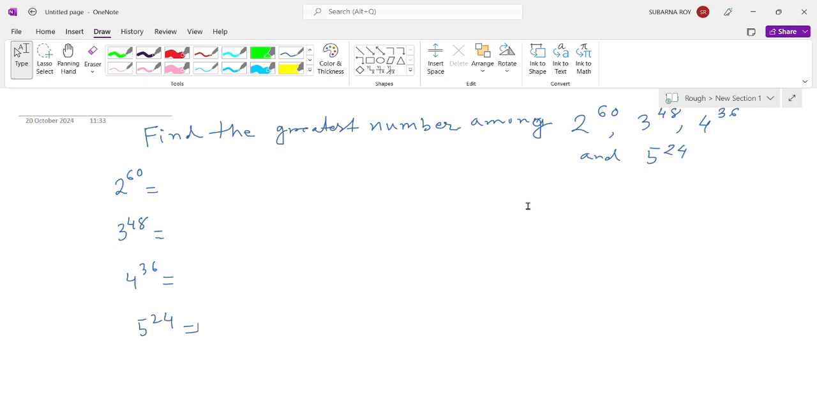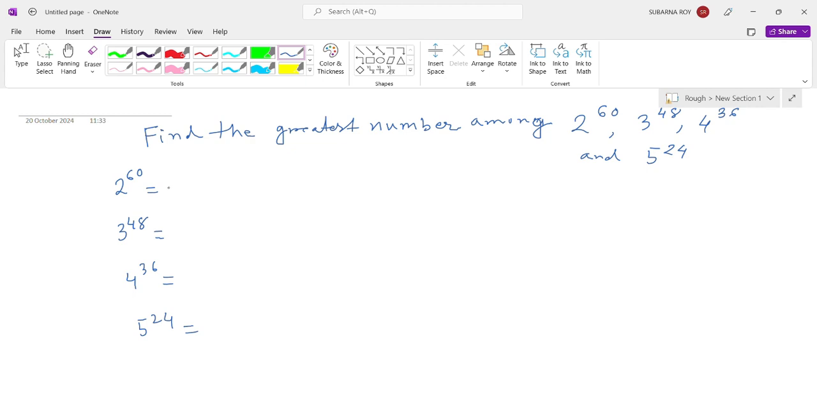So we solve this question. Find the greatest number among 2 to the power 60, 3 to the power 48, 4 to the power 36 and 5 to the power 24. So for this we have to equalize the powers of each number. To do so, we have to find the GCD or LCM of these numbers 60, 48, 36 and 24.